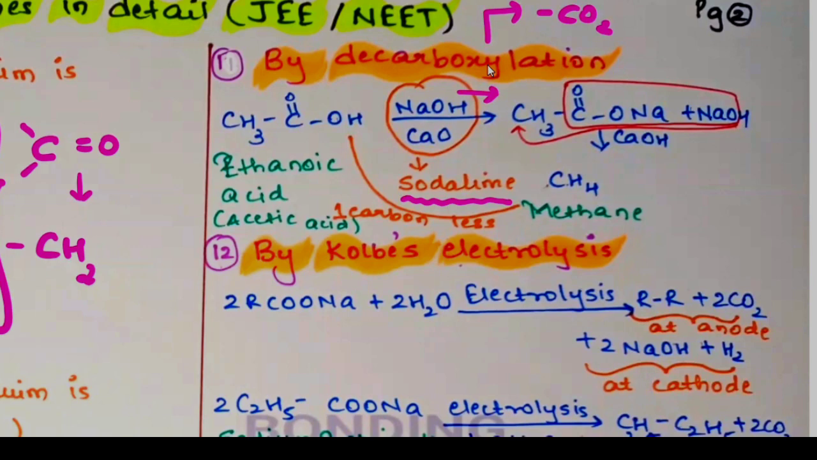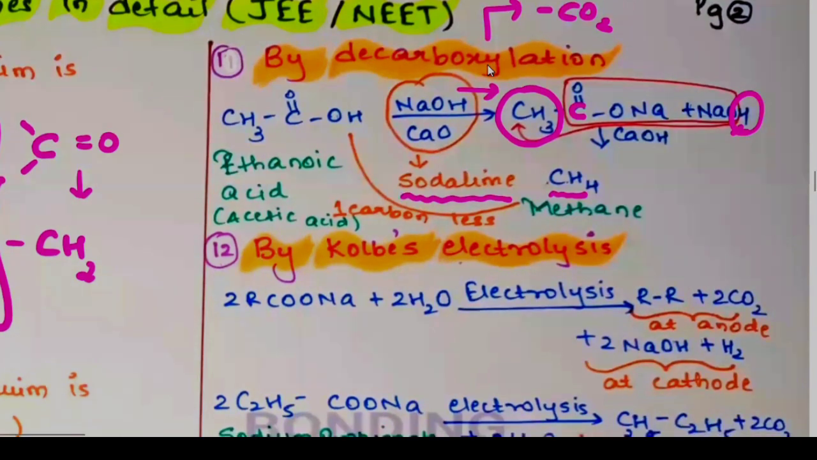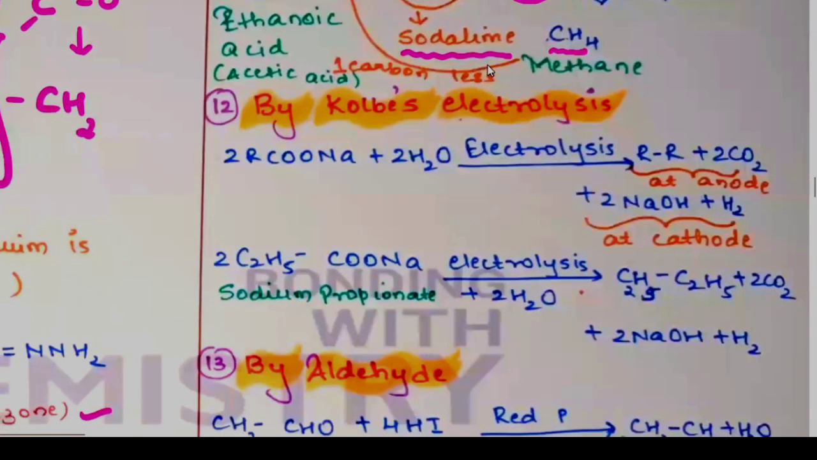So, the simple trick in this reaction is that this hydrogen will get bonded to the carbon next to the C double bond O group. So, wherever you find this carbonyl group, the carbon next to it will get bonded to this hydrogen. So, you will be getting CH4. Now, a very important note in this reaction is that the alkane formed by decarboxylation contains one carbon atom less than the original acid. Now, the next reaction is by Kolbe's electrolysis.